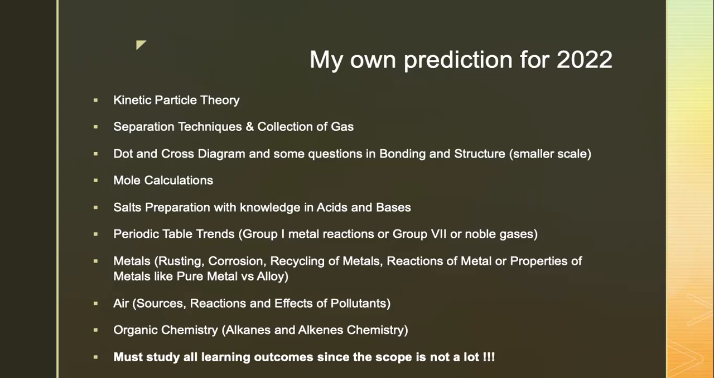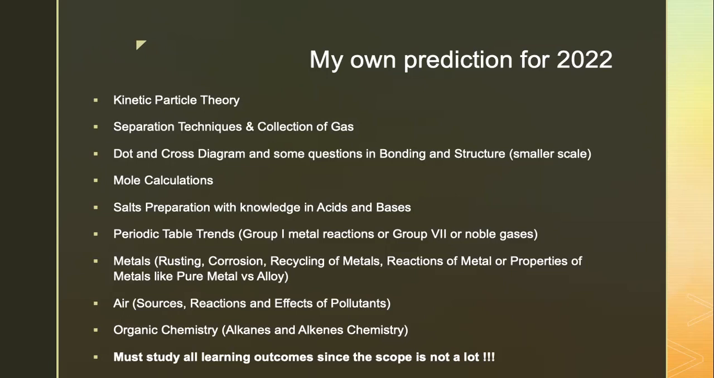Dot and cross diagram likely to come out again or may not come out. This time round, it may not be the organic molecule. It could be carbon dioxide, water, or other inorganic molecules that were tested before. There'll be some questions, but I believe that it may not be on a large scale this time around. It will be a smaller scale chemical bonding and structure.